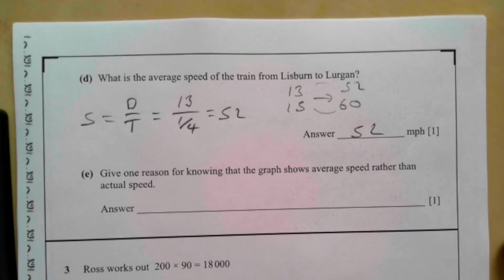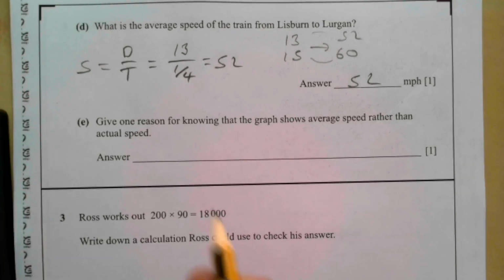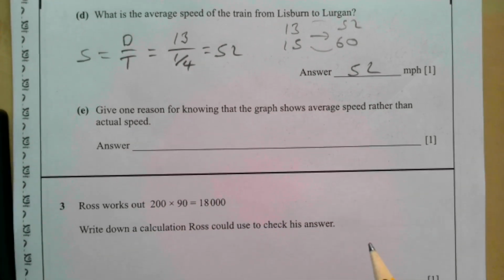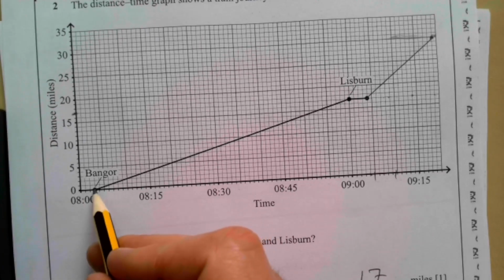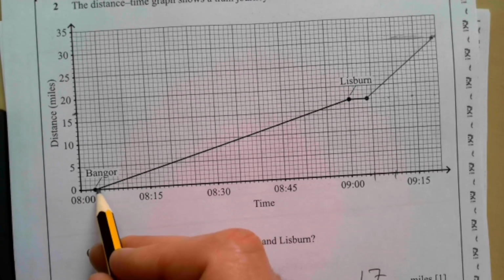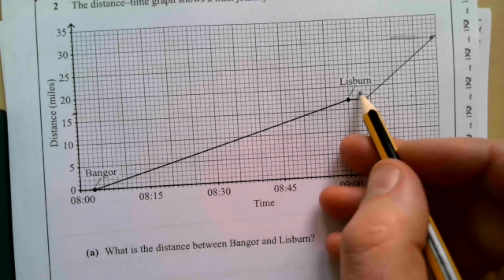Give one reason for knowing that the graph shows average speed rather than actual speed. So for example, speeding up and slowing down, you can't start at full speed, so it shows no stops. So what does that mean? Where's my graph? It's disappeared on me here. It wouldn't actually go like that. You would start slowly, so it would actually be a curve until it hits its speed, and then it goes a wee bit quicker and stuff like that. It's the fact then it's a straight line.